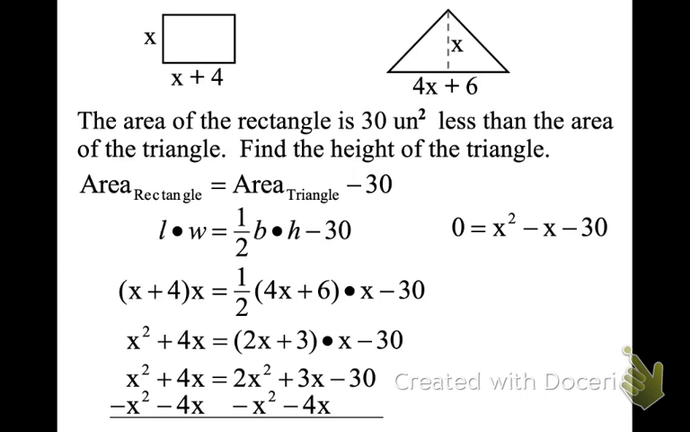So what multiplies to negative 30, pretty close to what we did last time, a negative 1. So that would be a negative 6 and 5. So it would be x plus 5, x minus 6. Set both equal to 0, and x is equal to negative 5, or x is equal to 6.